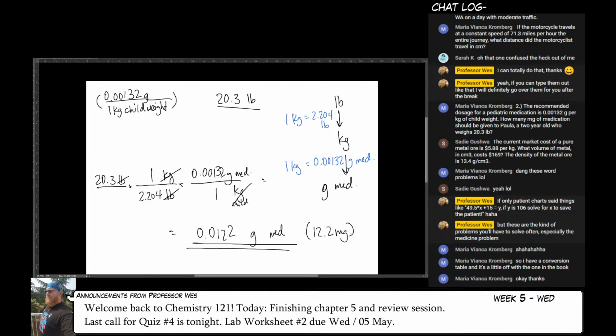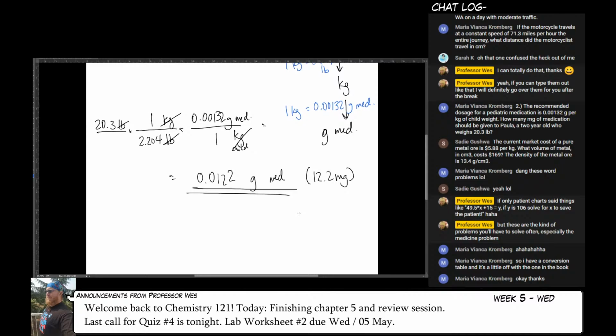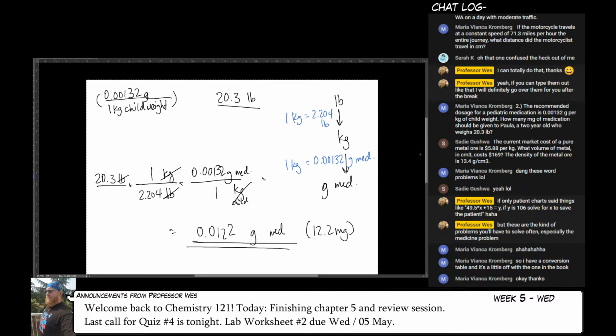And then the last one you gave me was current market cost of a metal ore is this much per kilogram. What's the volume in cubic centimeters that costs $169? Here's the density. All right. So I ran out of space again. So I'm going to hit clear on that again.